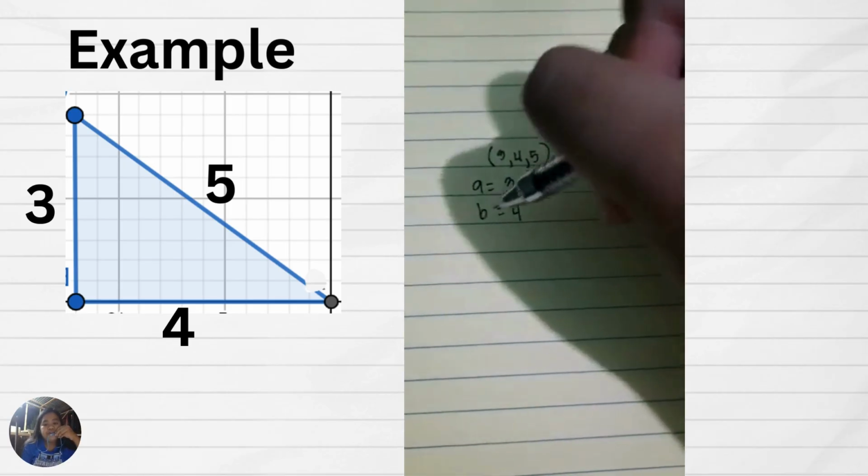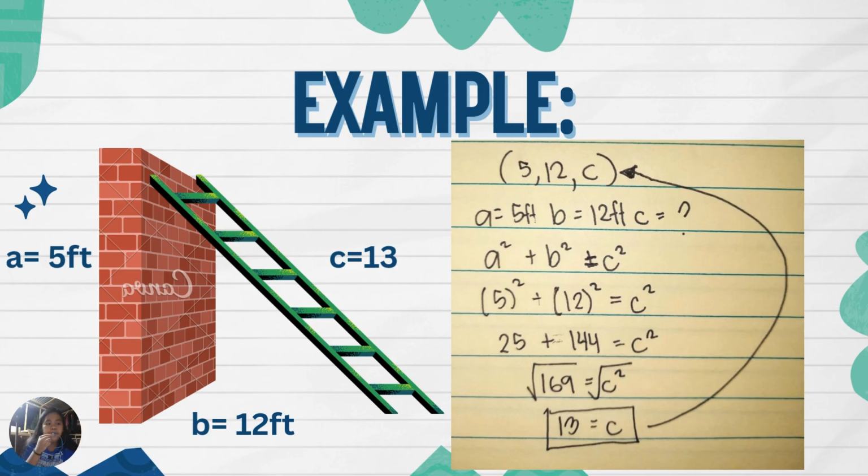Now let's have a real life example. So here's a real world scenario. A ladder leans against a wall. This green ladder, the bottom of the ladder is 12 feet away from the wall. The ladder touches the wall at the height of 5 feet. So we have these values, 5 and 12, and c is missing. So a is equal to 5 feet, b is equal to 12 feet, and c is still missing. So we have to find c, or the hypotenuse.